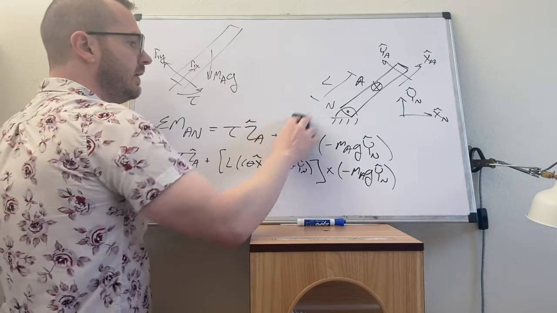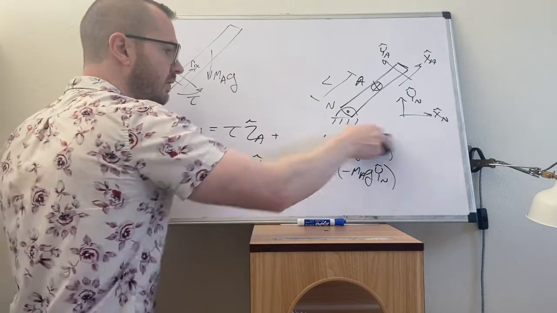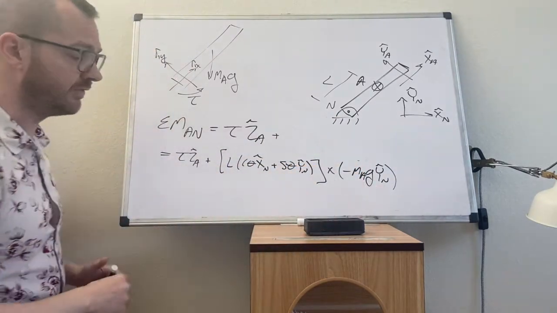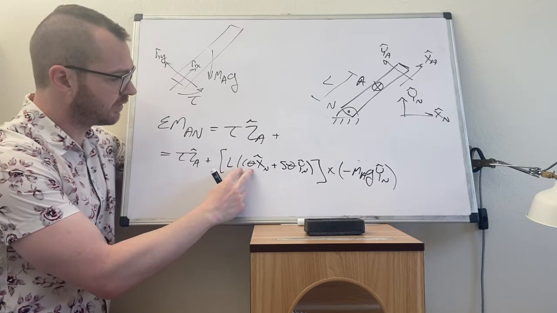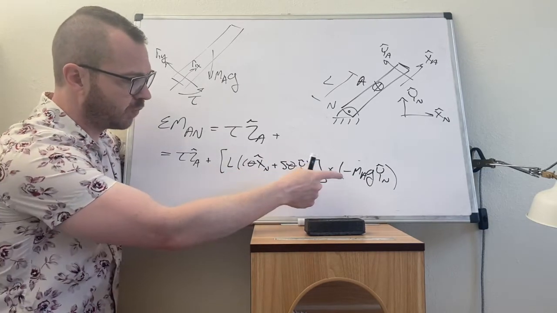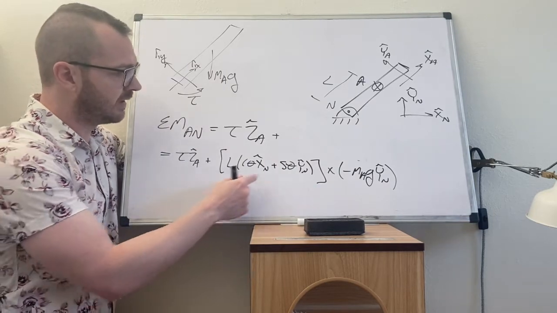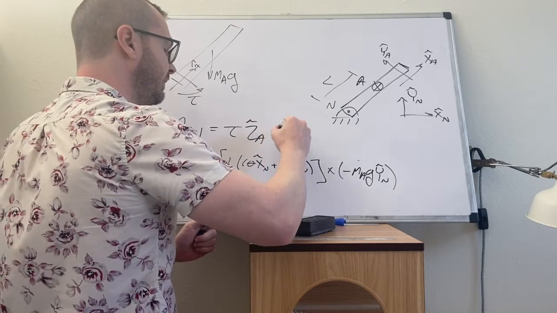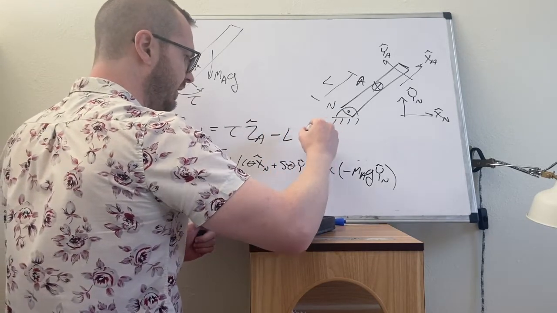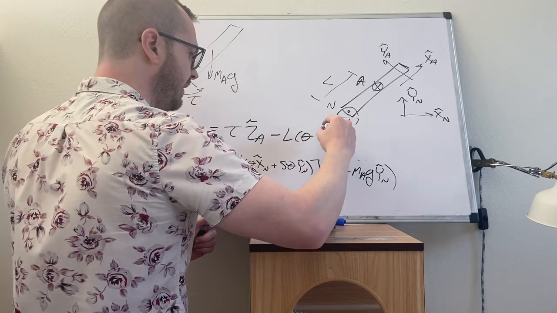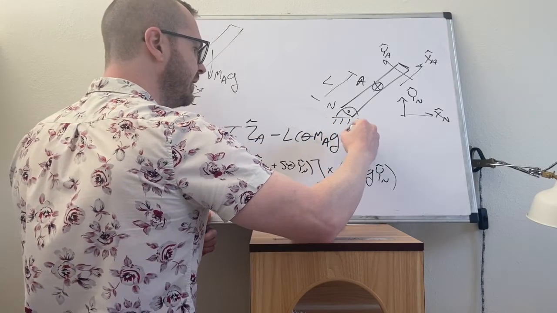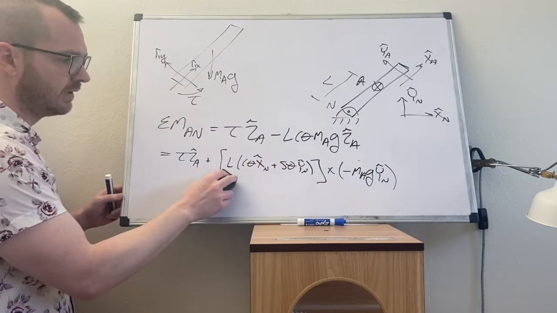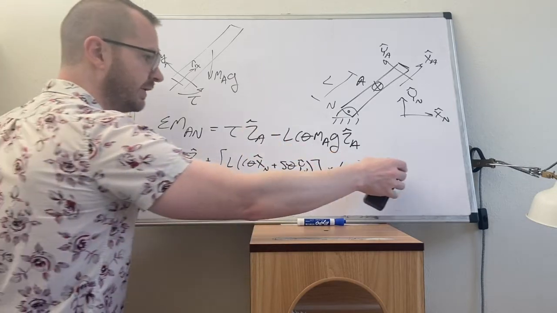Well, now you can see that the y hat N and the y hat N, that's going to be 0. We're going to be left with L cosine theta, and then x cross y makes positive z, and then there's a negative sign. So this is negative L cosine theta m a g z hat A. There's the answer. So you take care of this cross product, this is what you're going to get on top.